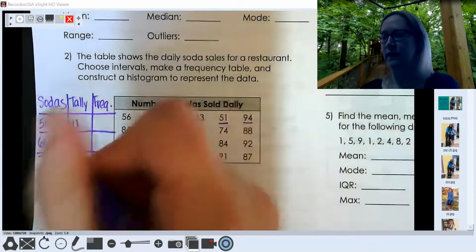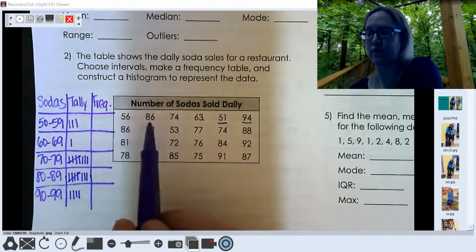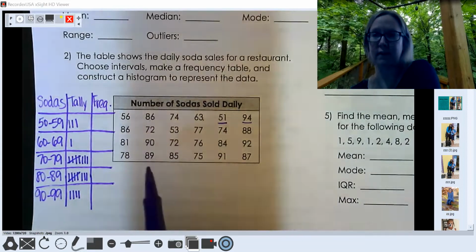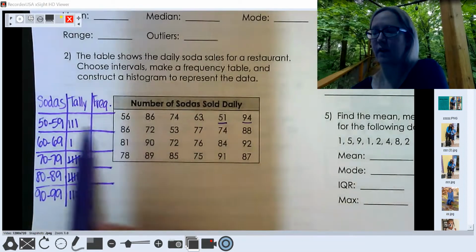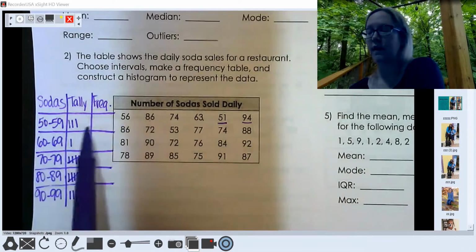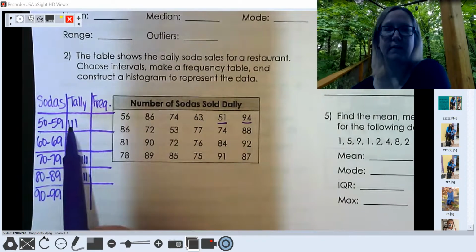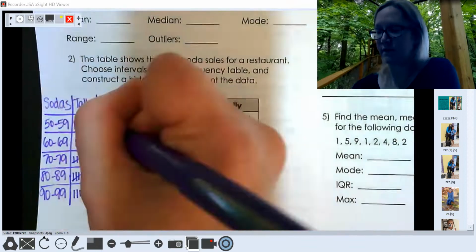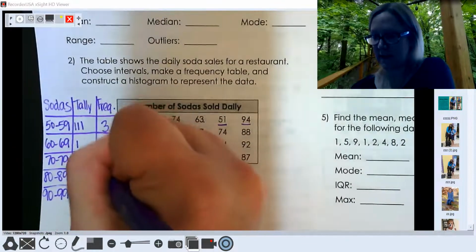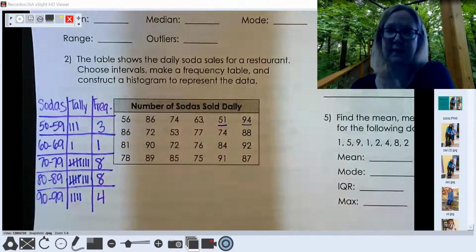Okay, so here are all the frequencies I have when I went through and put a tally mark for each number that I had here. Again, I just went through the numbers that I was given and I put a tally mark for each number in the interval within which it fell. All right, then my frequency is where I'm going to just count up how many tallies I have. So I have 3 for 50 to 59, 1 for 60 to 69, then 8 for 70 to 79, 8 for 80 to 89, and then 4 for 90 to 99.